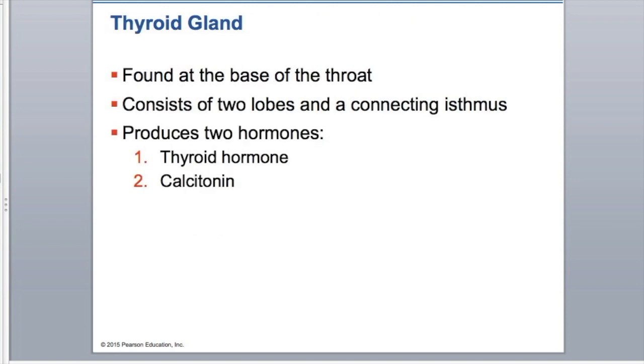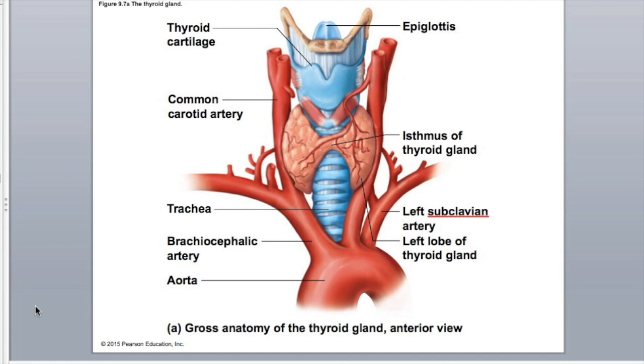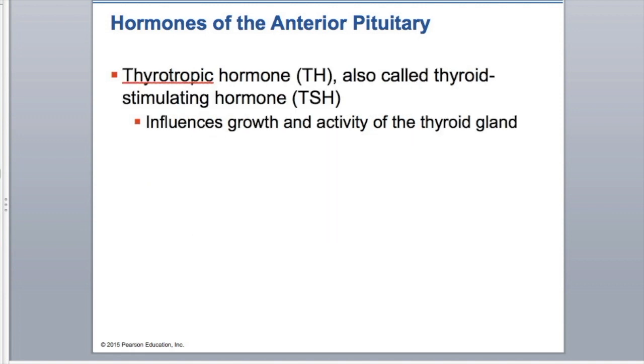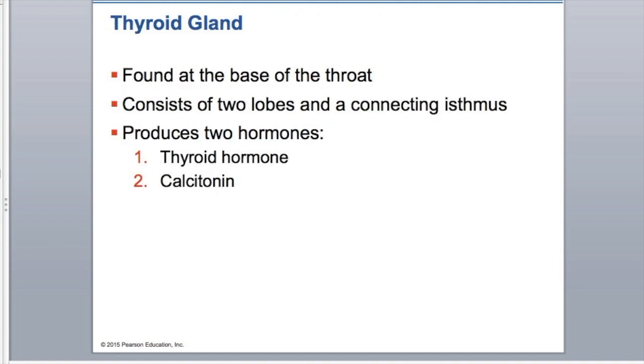Your thyroid gland, found at the base of the throat, here, produces 2 hormones. So we've gone through and you've got your thyroid stimulating hormone. That comes from the pituitary. But then when we jump down and we look at the thyroid gland, the TSH or the TH affects how much of the hormones the thyroid is going to produce. Those hormones are thyroid hormone and calcitonin.